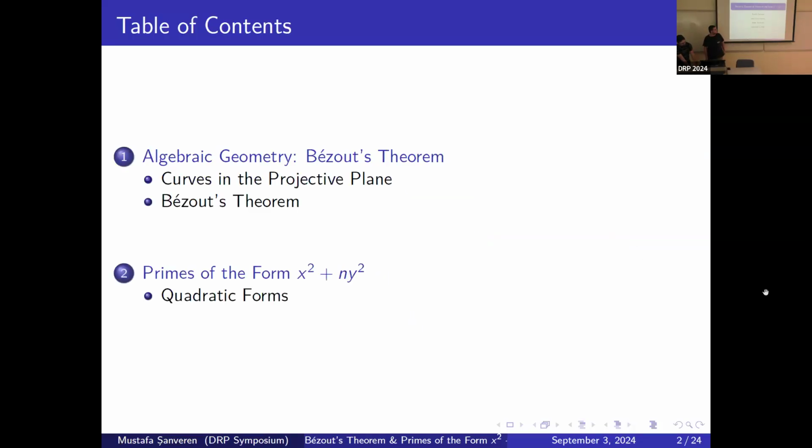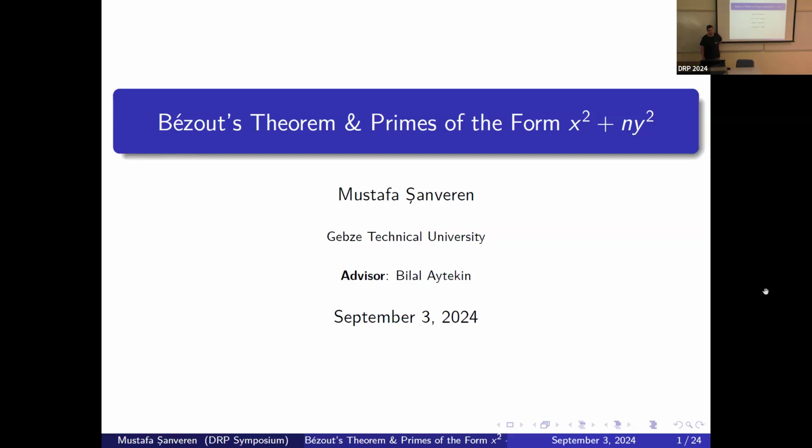Hello everyone. Today I'm going to talk about Bezout's theorem and branch of the form x squared plus ny squared.